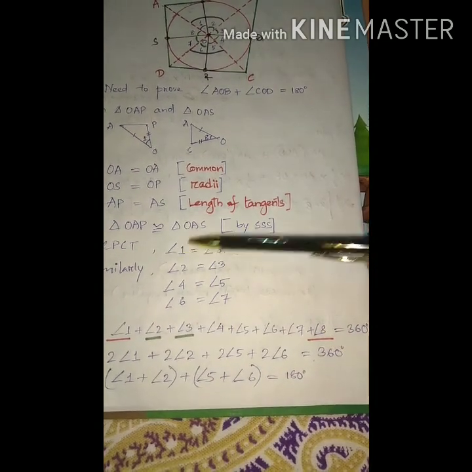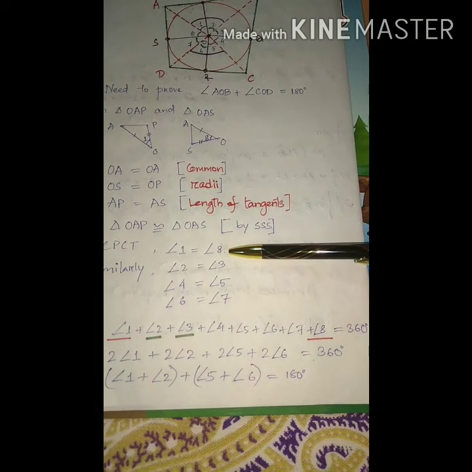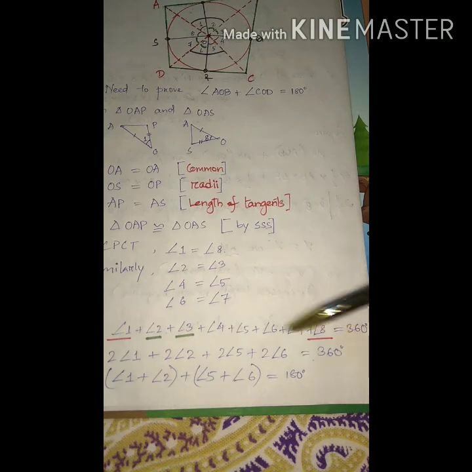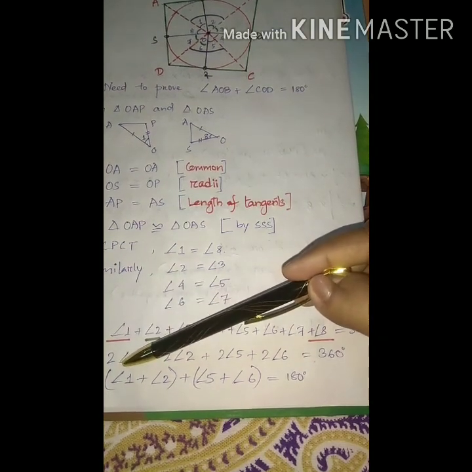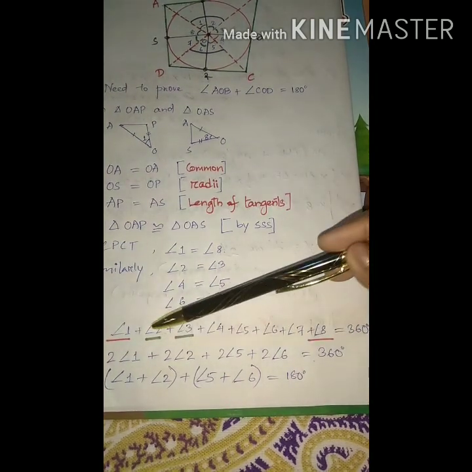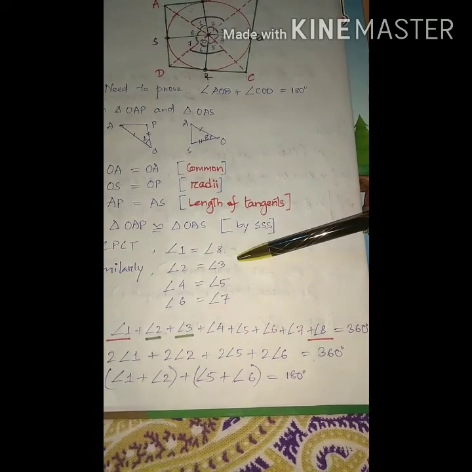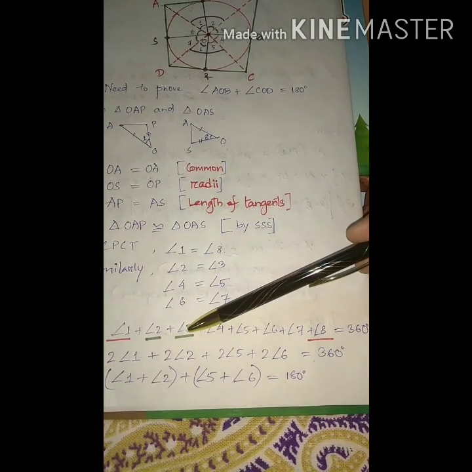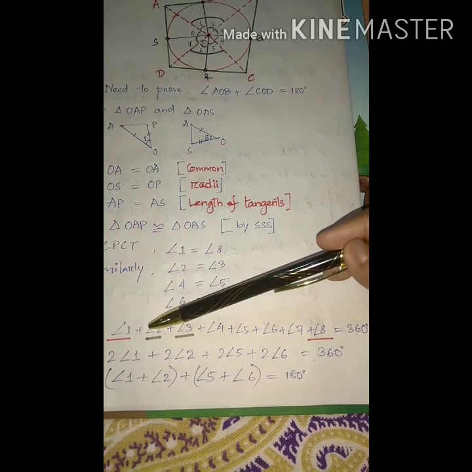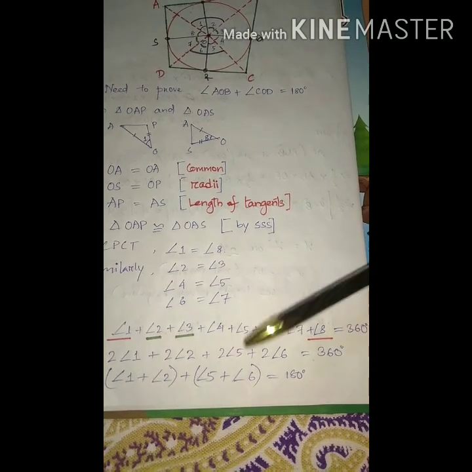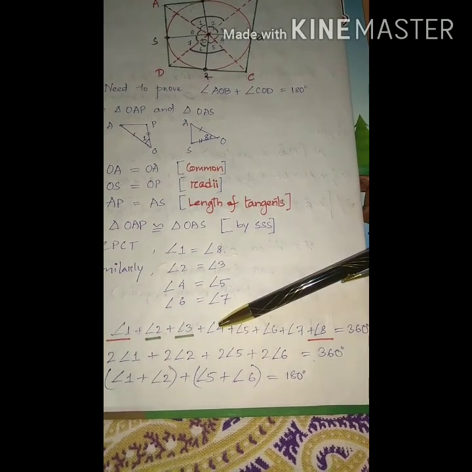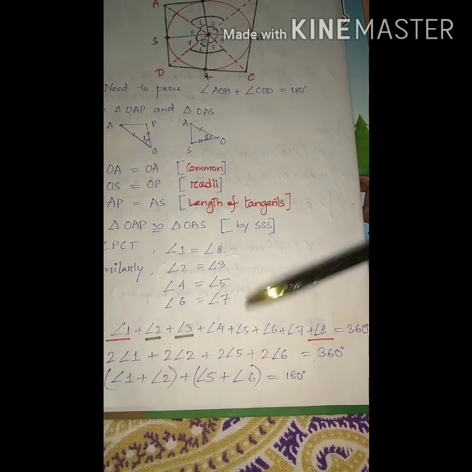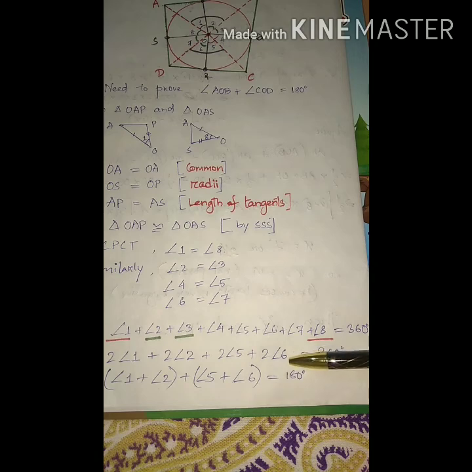Now here you see the red marks 1, 8. That means we already proved 1 equal to 8, isn't it? So in place of 8 we can write 1 also. So angle 1 plus angle 1. So that's why we write 2 times angle 1. Similarly, 2 is equal to 3, already we proved. So in place of 3 we can write 2. So that's why 2 times angle 2. Similarly, in place of 4 we write 5, that means 2 times angle 5, and in place of 7 we write 6, so that's why 2 times angle 6.